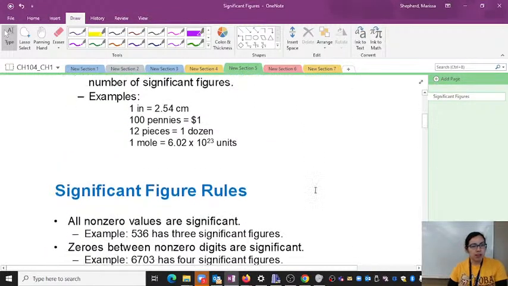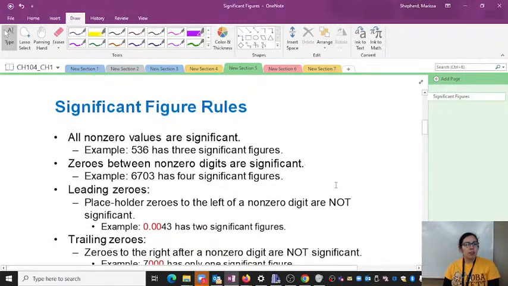And so we'll look at what that means. All right, so here's some significant figure rules, but they should be fairly self-explanatory once we go through them. The first rule is all non-zero values are significant. So that makes sense. If you have a number, that means it's significant. In this case, we have 536. They're all non-zero numbers, so we could say that that has 3 significant figures.